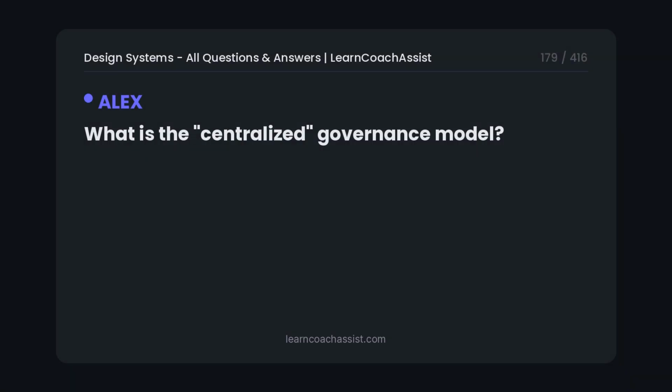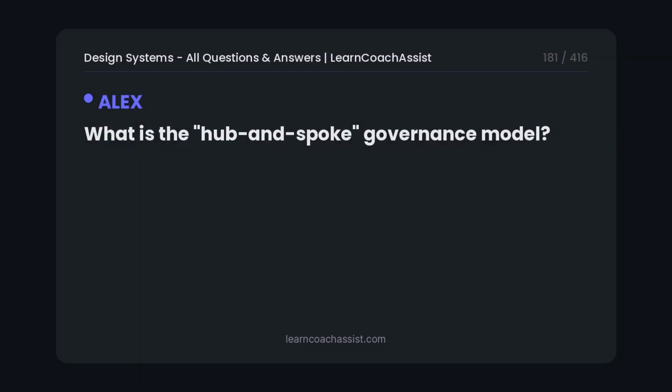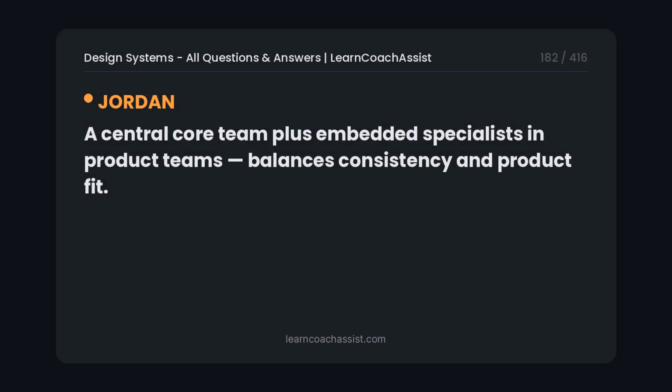What is the centralized governance model? A single team owns and ships the system, fastest decisions, lowest scale. What is the hub and spoke governance model? A central core team plus embedded specialists in product teams, balances consistency and product fit.